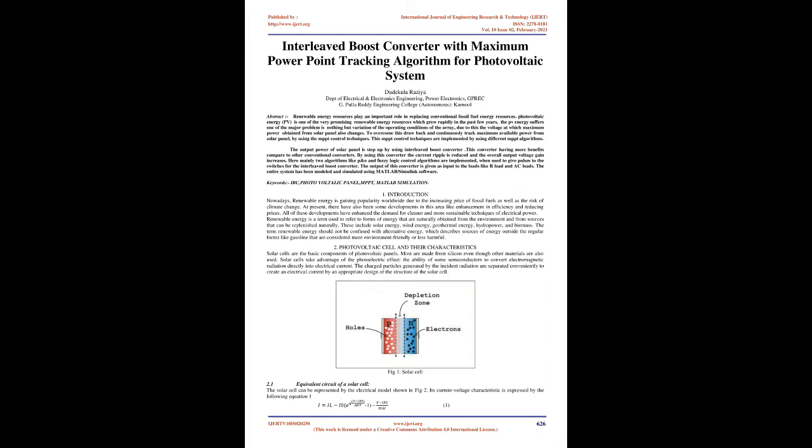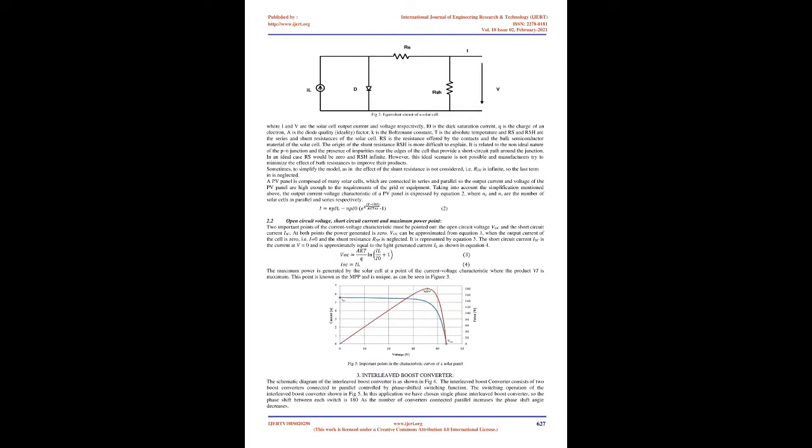Here mainly two algorithms, P&O and fuzzy logic control algorithms, are implemented to give pulses to the switches of the interleaved boost converter. The output of this converter is given as input to loads like R load and AC loads. The entire system has been modeled and simulated using MATLAB/Simulink software. Keywords: IBC, photovoltaic panel, MPPT, MATLAB simulation.